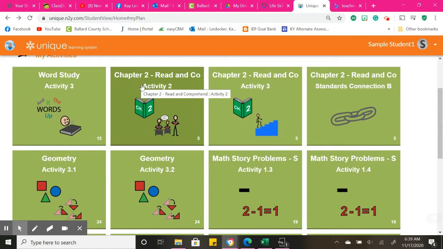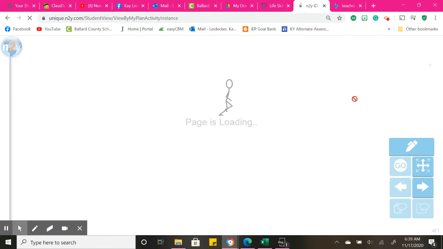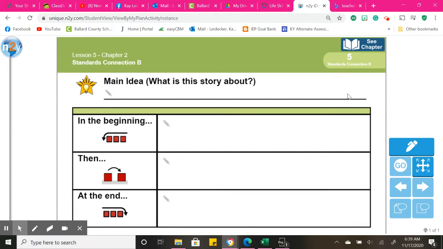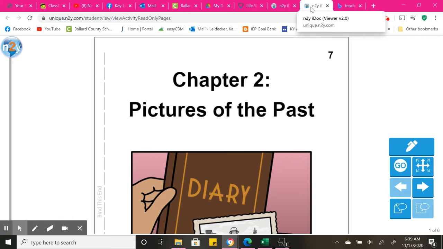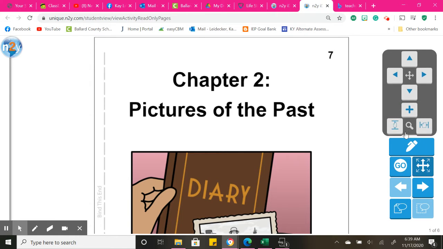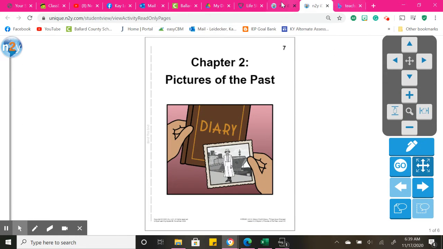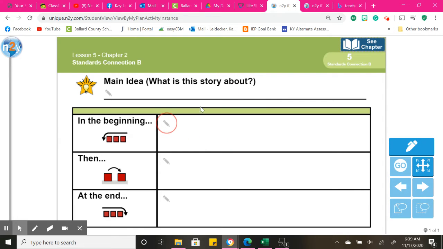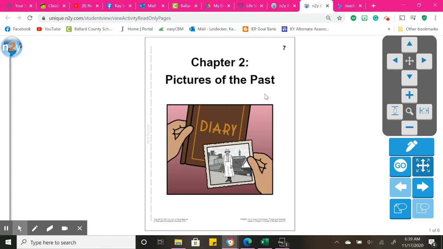You have your story to read, reading comprehension questions, and then your standards connections where you will fill out the story, what happened from beginning, middle to end. And remember, you can click on this box in the top right where it says see chapter, and it'll open you up a new tab, and you can flip back and forth between the tabs and fill out what happened within the story.